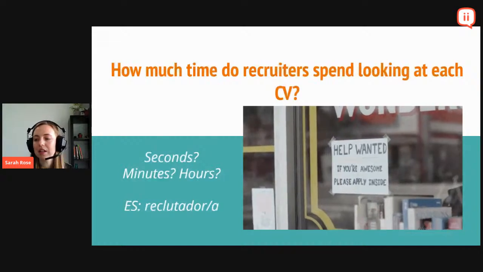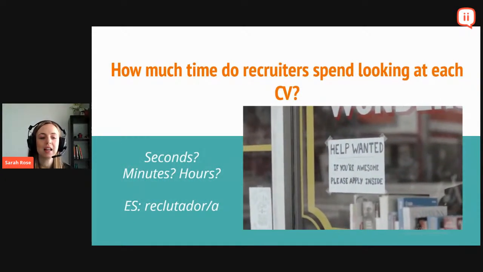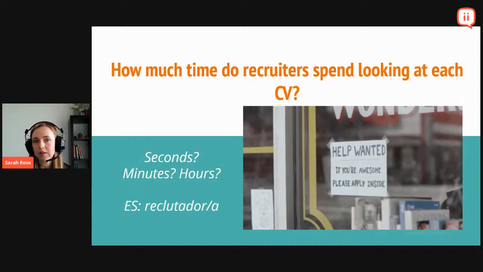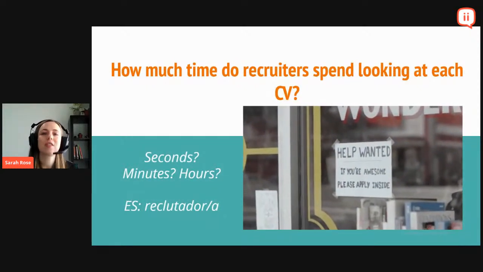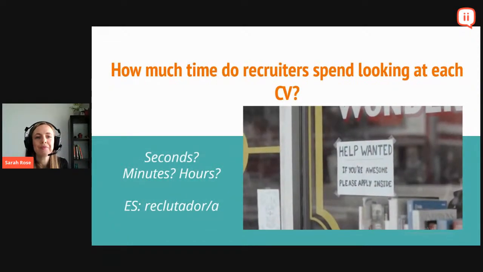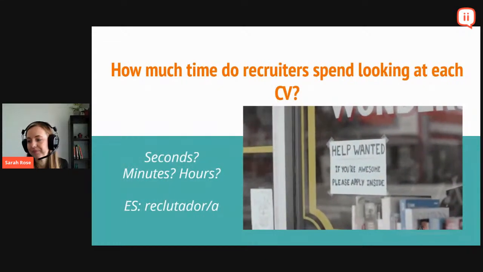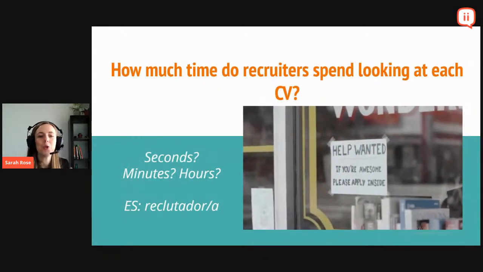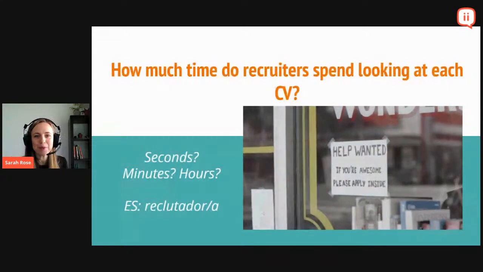Recruiter, I've got some Spanish translations today. So if you're Spanish, the recruiter is el reclutador or la reclutadora. The person who looks at the CV, reads it, decides who to interview. How much time do they spend looking at the CV? Please type in your guess. Or if you can remember, do you remember what we said?